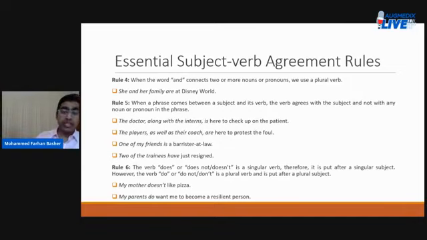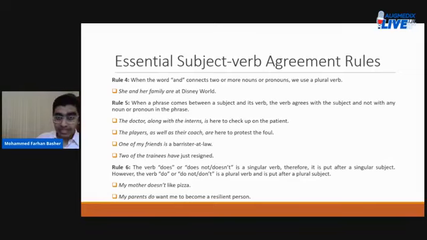Similarly, 2 of the trainees have just resigned. Here as well, the verb have is not agreeing with the word trainees, but is agreeing with the head noun, in this case, which is two, right? Or the head subject. So 2 of the trainees have just resigned. Okay. A little tricky, but then again, of course, very much understandable.